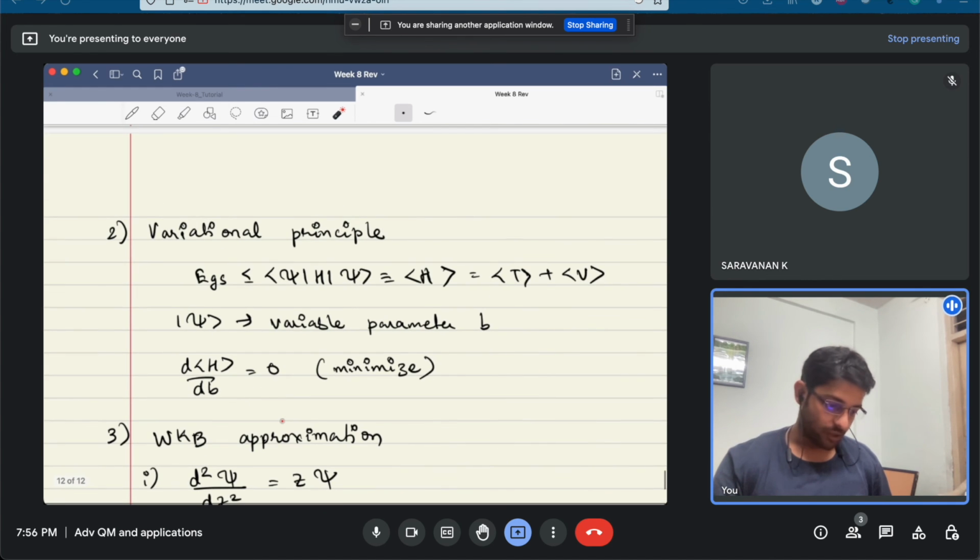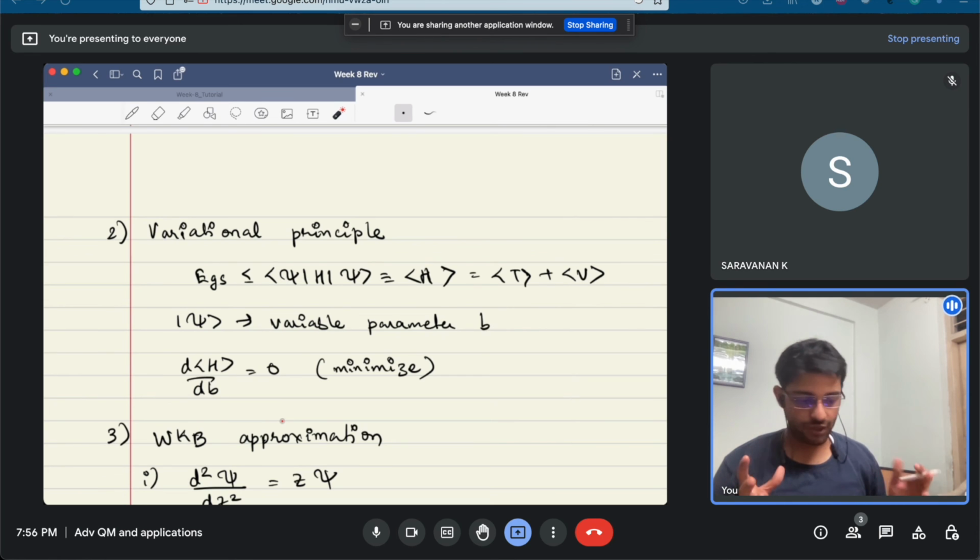Then we had the variational principle, where the essence was that you take a trial wave function, and whatever wave function you take, unless it's the real ground state wave function, you always get a ground state energy which is greater than your actual ground state energy. So you can take an endless number of trial wave functions, but you will never get an energy which is lower than the ground state energy. So this sets an upper bound.